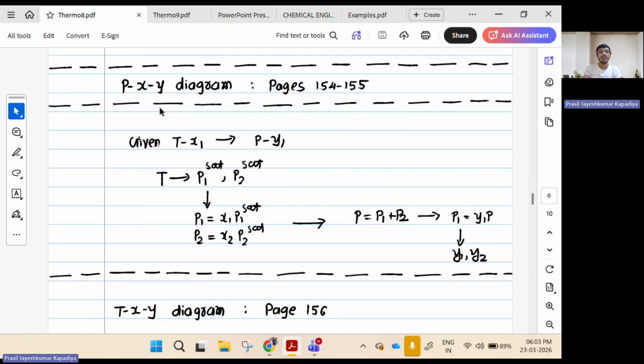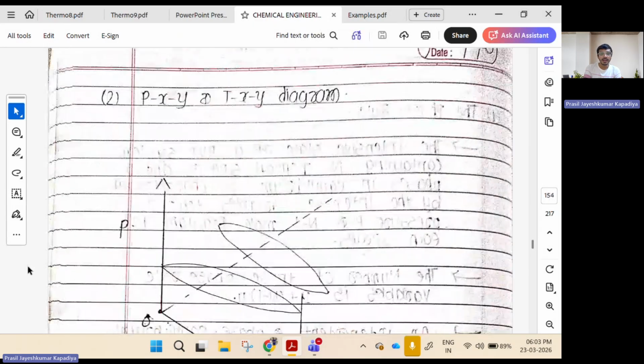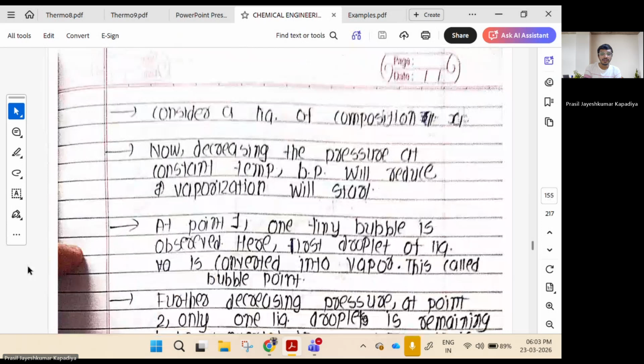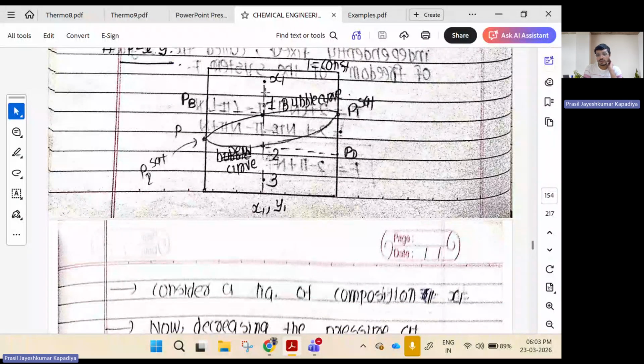And then we had a look at the PXY diagram. If you remember, in the PXY diagram, we started with a particular point and tried to reduce the pressure. There will be one point when the first droplet of liquid converts into vapor, and that point is on the bubble curve. For a family of these points, when we connect them, it becomes the bubble curve. Then, on further reducing pressure, our vapor and liquid will be in equilibrium. At one point, there will be the last droplet of liquid remaining to convert into vapor phase, and that is called the dew point.